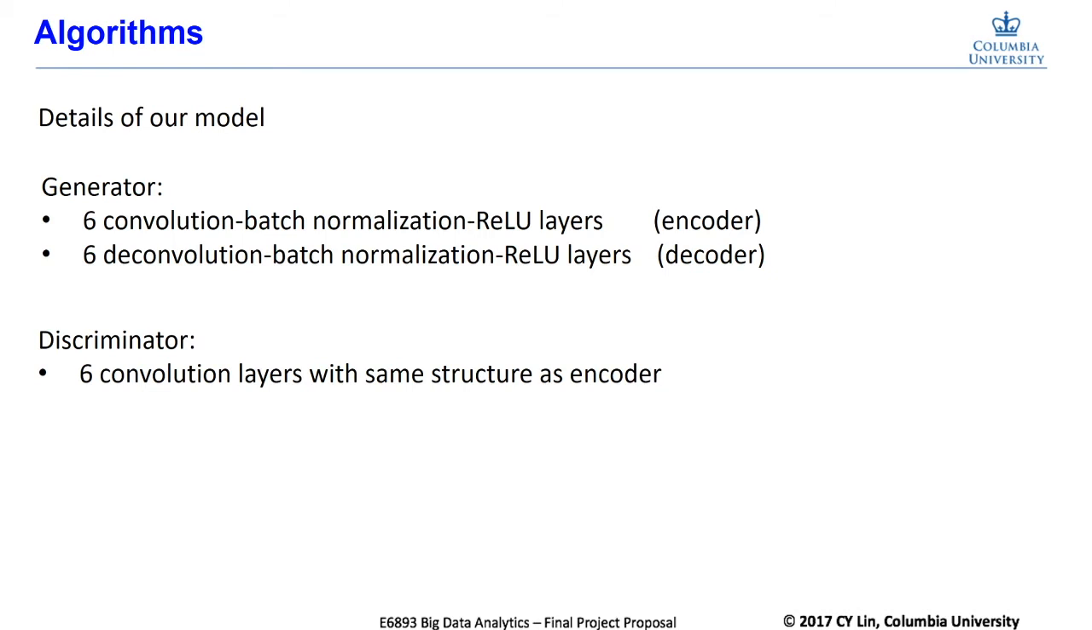And here are some details about our model. First, the generator has a total of 12 layers, and each layer has convolution, batch normalization, and ReLU activation functions. The first 6 layers form an encoder, and the last 6 layers form a decoder. And our discriminator shares the same structure as the encoder part of our generator.